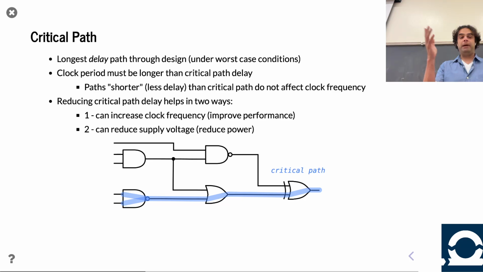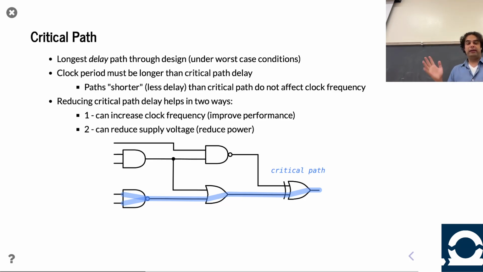Cool. Okay, so that critical path I alluded to. What is critical path? Get everybody on the same page. That is the longest delay path through your circuit. So under worst-case conditions, this takes the longest to toggle. And this is important because your clock needs to be longer than the critical path delay. If your clock period is shorter than your critical path delay, that means there's a scenario in which a bit can change and it won't be captured and you'll get the wrong answer.